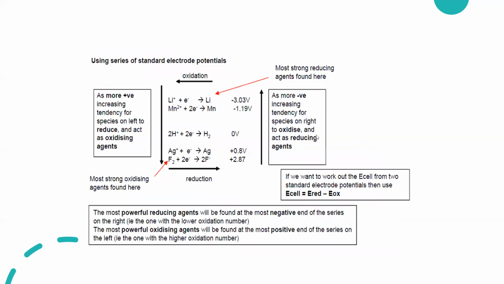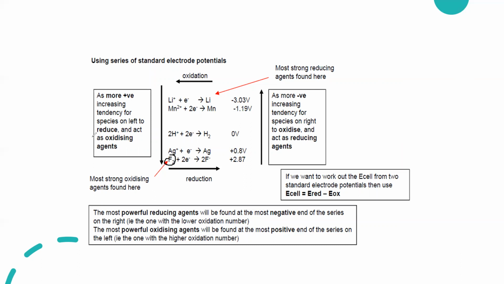So as you can see, the more positive, the increasing tendency for the species on the left to reduce and act as an oxidizing agent. Because if it is a higher positive value, the substance on the left will be a strong oxidizing agent. Strong oxidizing agent means it will have a greater tendency to gain electrons, because an oxidizing agent itself is reduced, and reduction means gaining electrons.